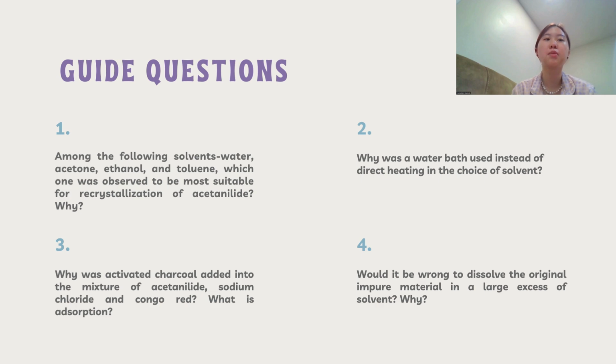Next is, why would it be wrong to dissolve the original impure material in a large excess of solvent, and why? Because too much solvent will prevent the compound from recrystallizing, therefore no yield of crystals.